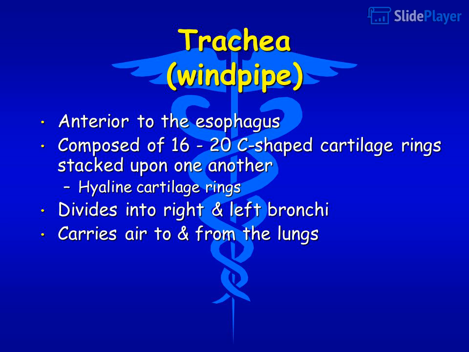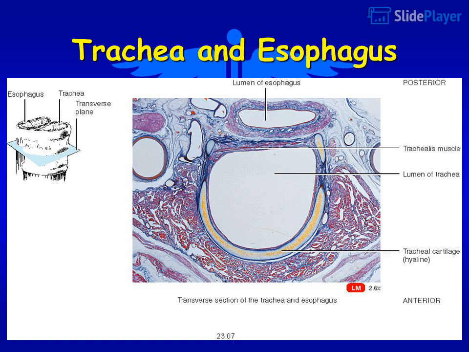A tubular passageway about 12 cm long and 2.54 cm in diameter. Extends from the larynx to about the fifth thoracic vertebrae. Lined with ciliated epithelium. The point where the trachea bifurcates is called the carina, at about the fifth thoracic vertebrae. Trachea and esophagus.